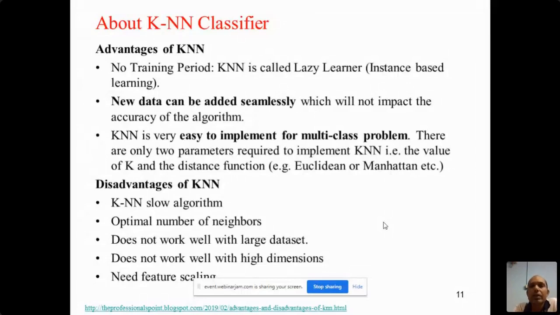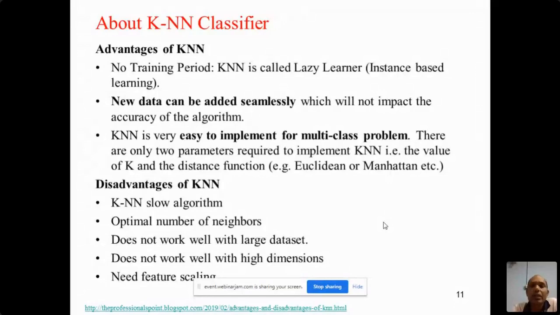Now, KNN is very easy to implement for multi-class problems. It is very easy to implement, and we require only 2 parameters. The first one is the value of k, meaning the number of nearest neighbors, and the second is the distance function. Here I have taken the Euclidean distance, but you can also take other distance measures like the Manhattan method.